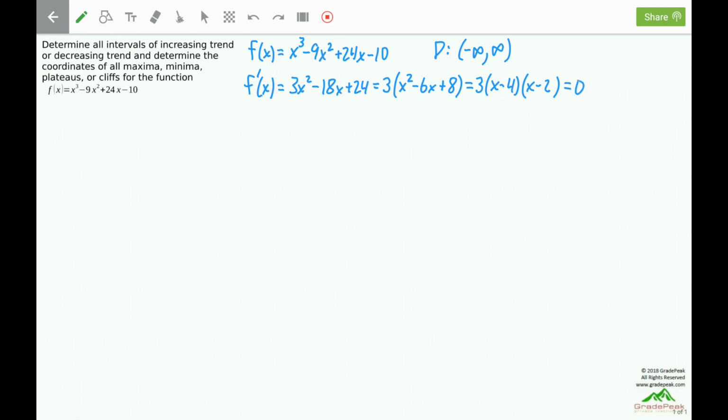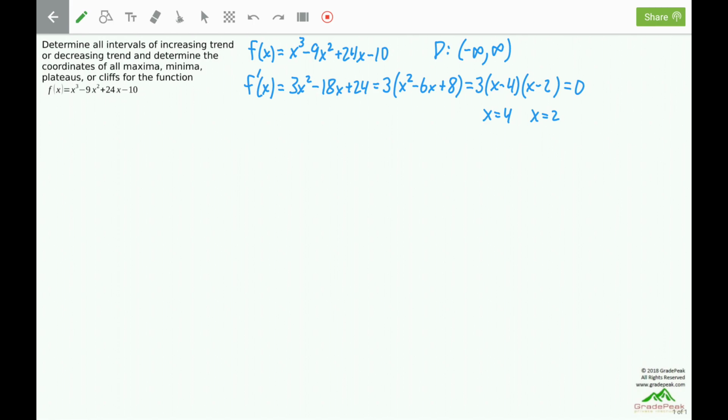We can now set the numerator equal to 0 and the denominator, if there is one, also equal to 0 and solve for all x's. This will result in x equals 4 and x equals 2. We will now check to see whether these are in the domain. The domain is all real numbers, negative infinity to positive infinity. x equals 4 and x equals 2 are both real numbers. They're in the domain. They are both critical numbers.